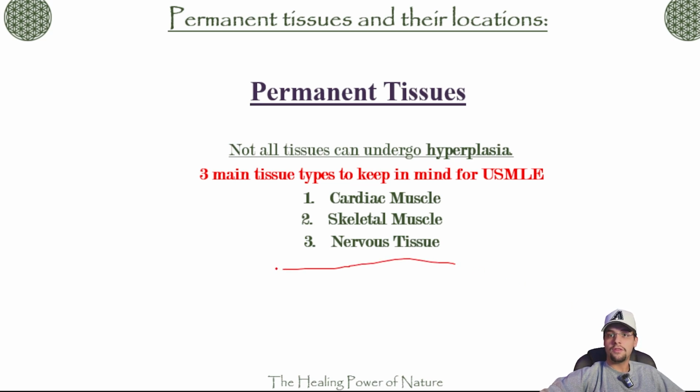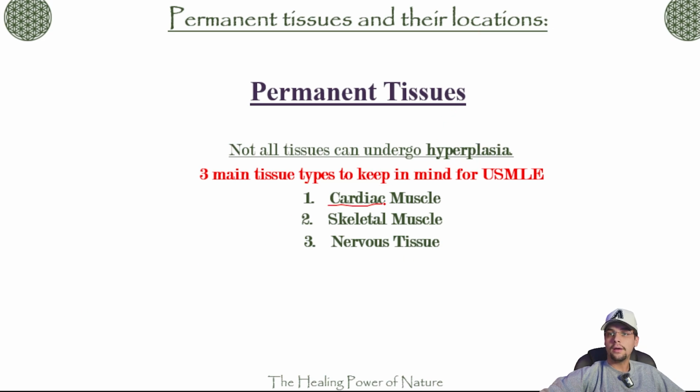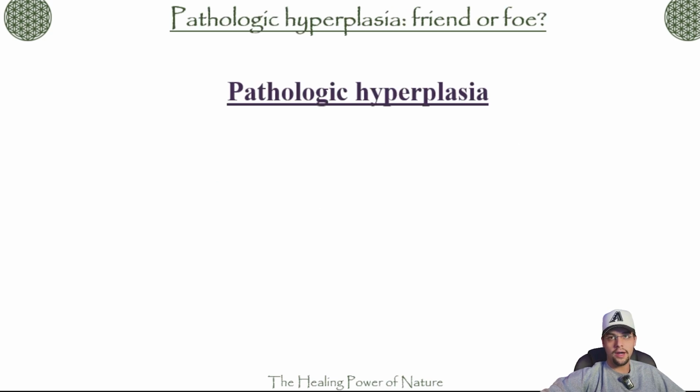Most importantly, the thing you need to remember right now, the three main types of permanent tissue are going to be: 1, cardiac, 2, skeletal, 3, nervous. These cells can only go hypertrophy. They're permanent tissues. They cannot undergo hyperplasia. That's the main point right now.